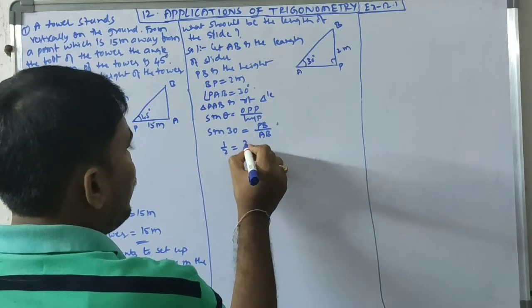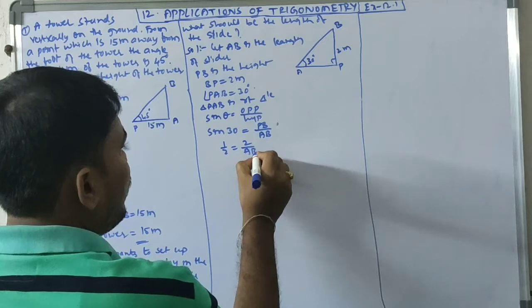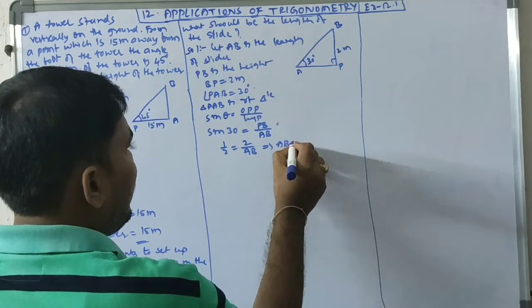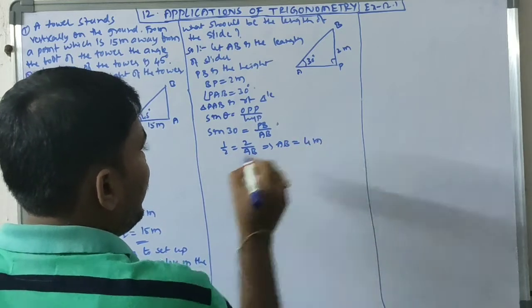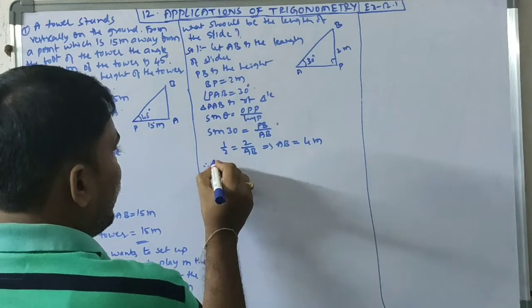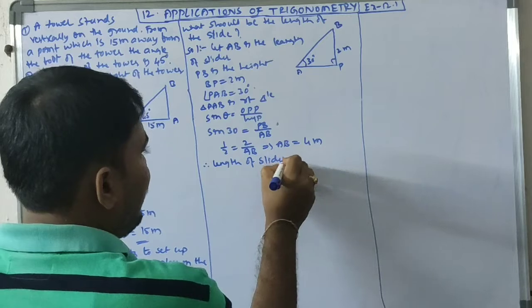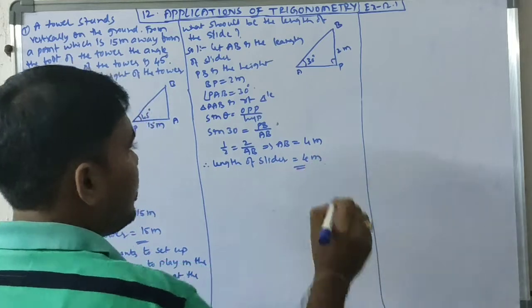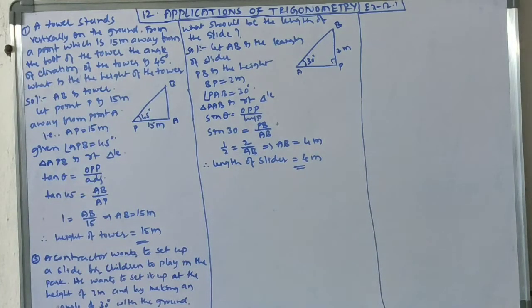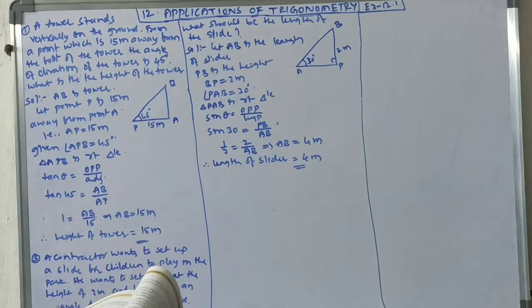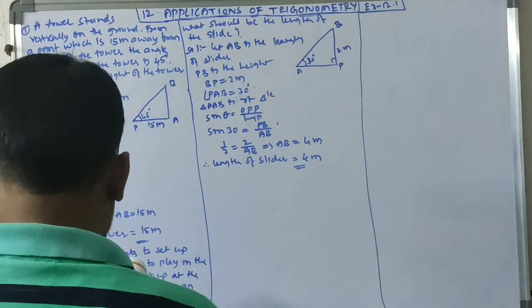PB equal to 2. AB we don't know. So cross multiply. AB equal to 2 into 2, 4 meters. Therefore, the length of the slider is 4 meters. This is the required solution. Okay, and next, question number 2.